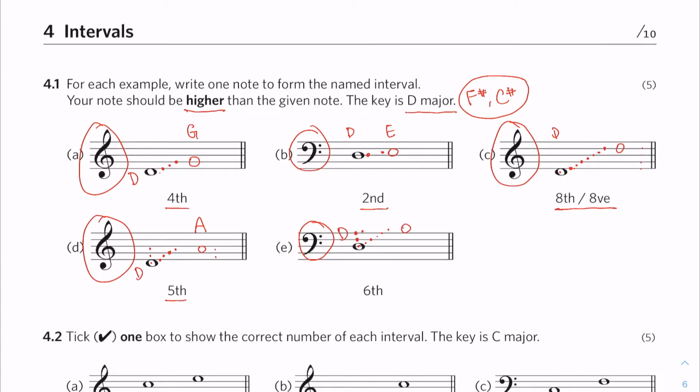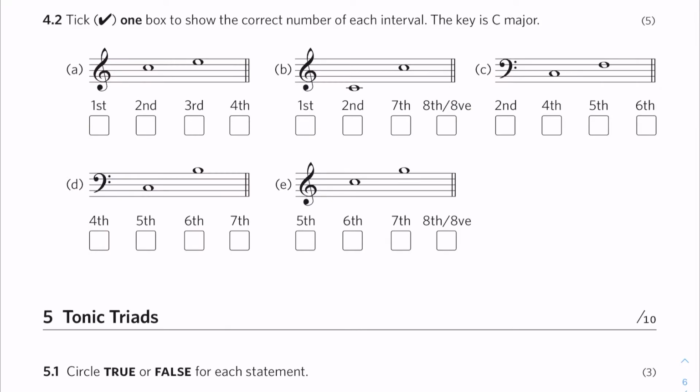All right, what is this note? Here we have good burritos don't fall apart plus 1. That would be B. So not F, not C. You don't need to add anything to it. And that's it. Question 4.2, take one box to show the correct number of each interval.